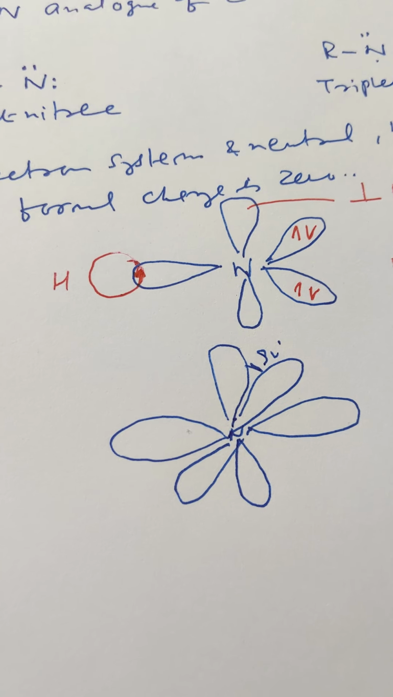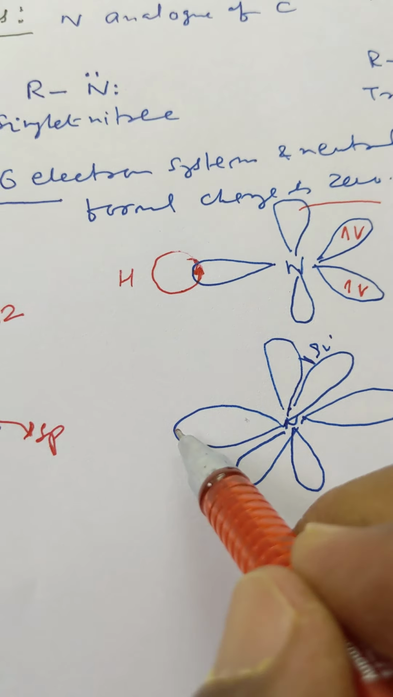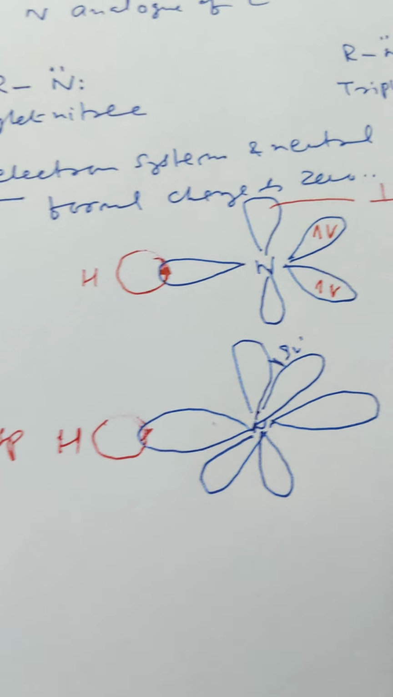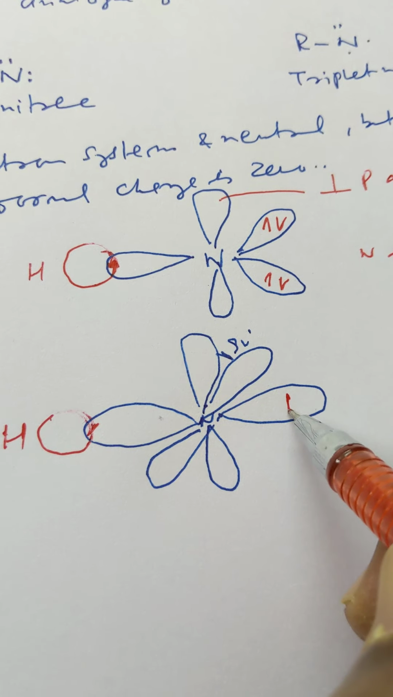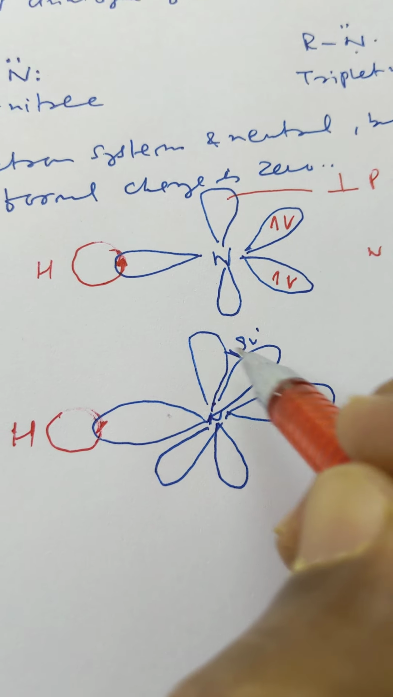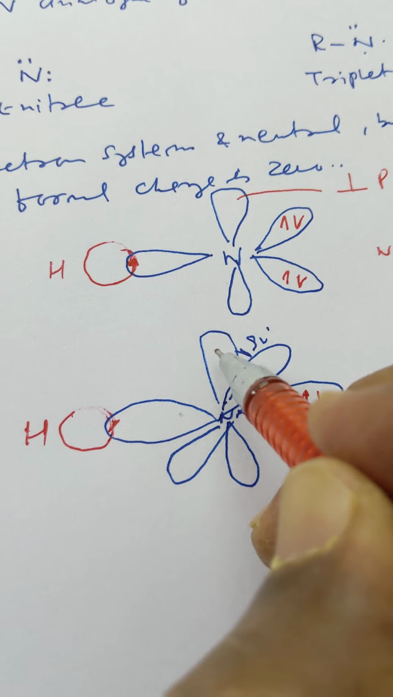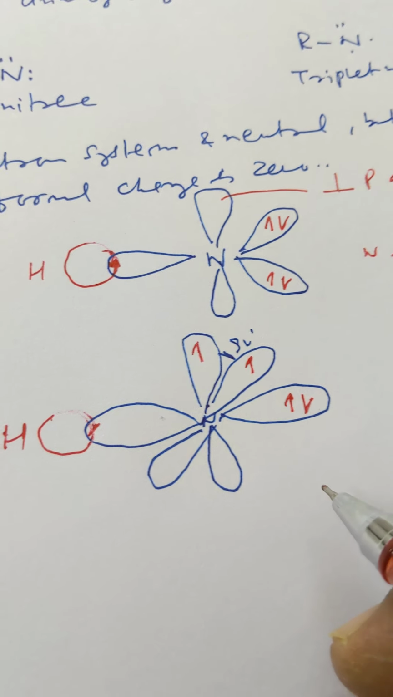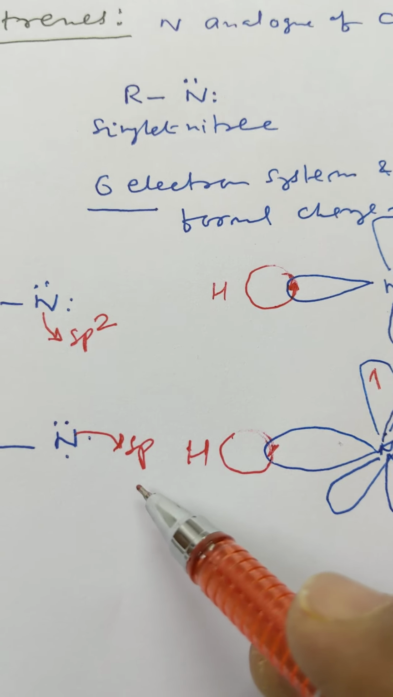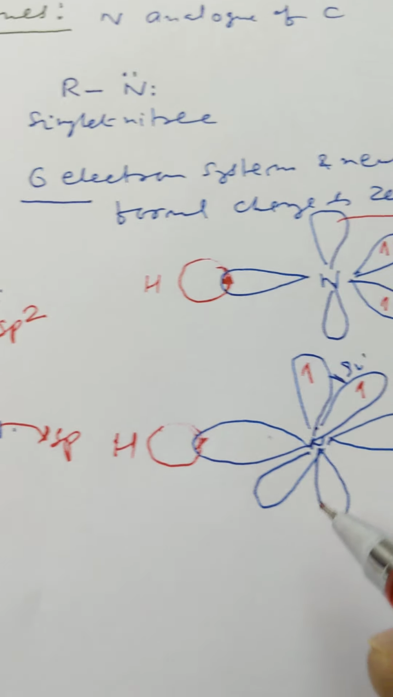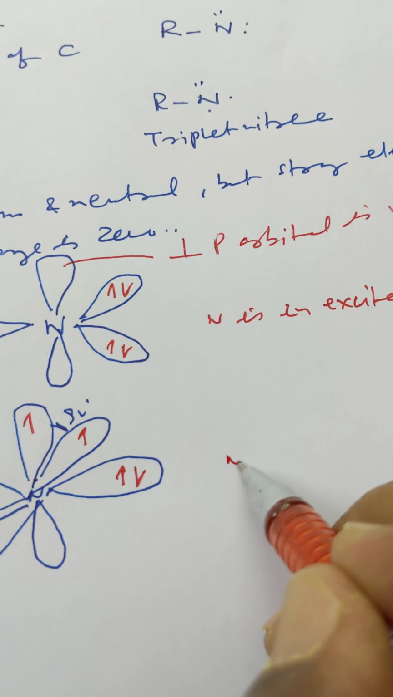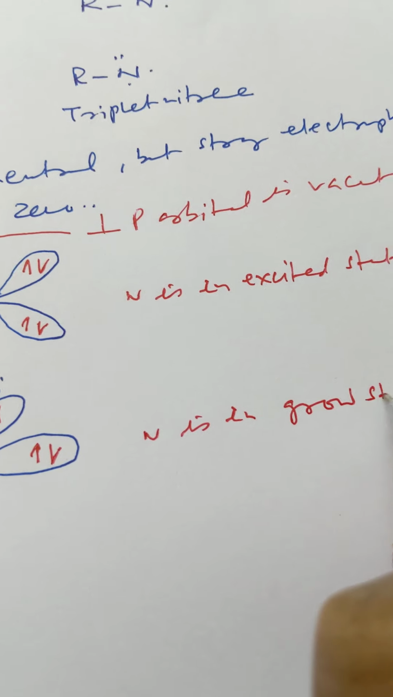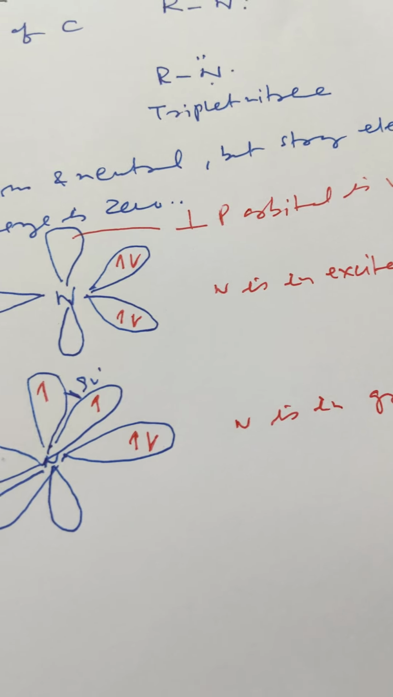Now one of the hybrid orbitals is forming a bond with H. Another hybrid orbital is having a paired electron. Now these two p orbitals which are perpendicular to each other have one electron each, and hence in this case of triplet nitrene, nitrogen is in ground state.